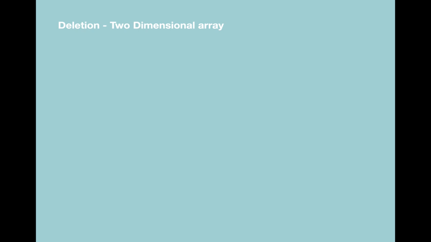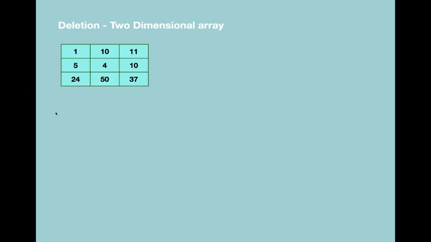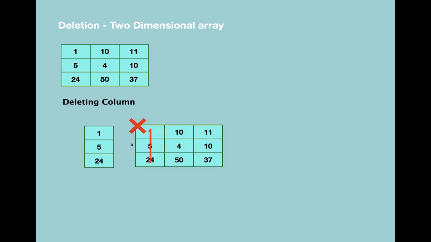Hi there. Now in this video we will look at how we can delete a row or a column from a two-dimensional array. Let's say we have an array like this, and we want to delete the first column. How is this going to be possible? To delete the first column, we need to access it and delete its elements. After deleting this column, this location will be empty, and we cannot keep a location empty in a two-dimensional array.